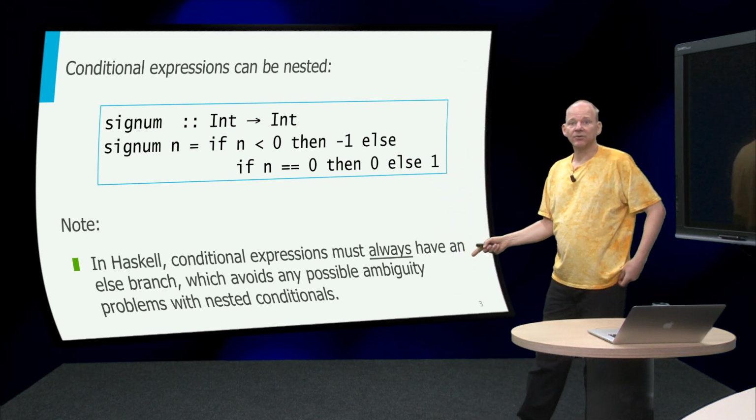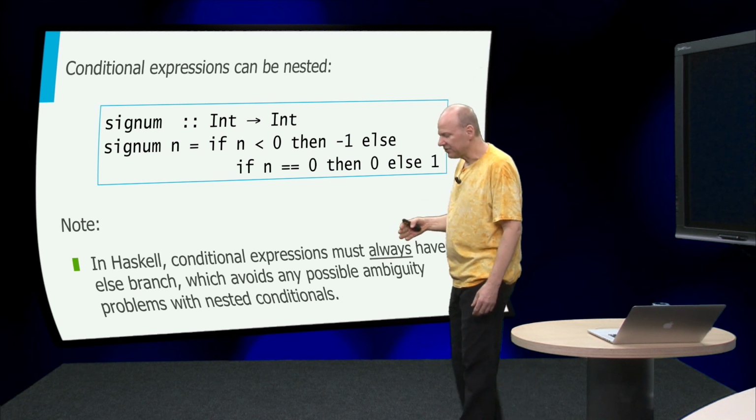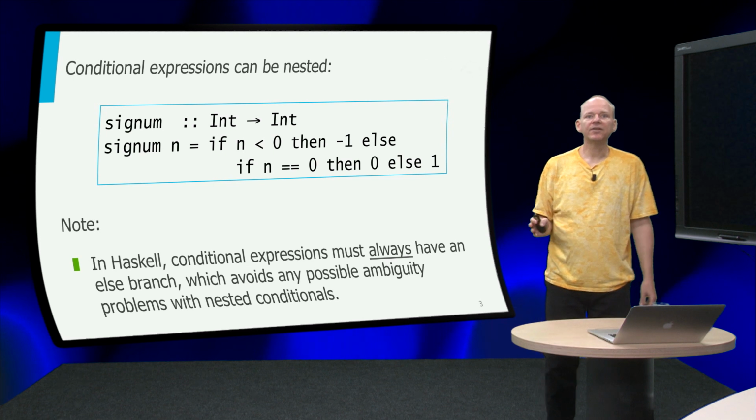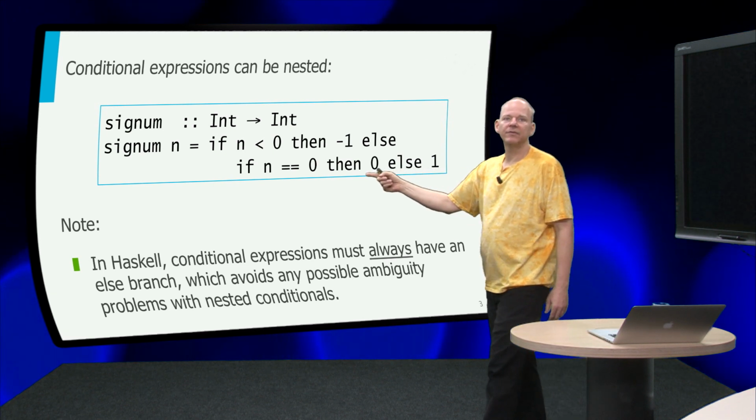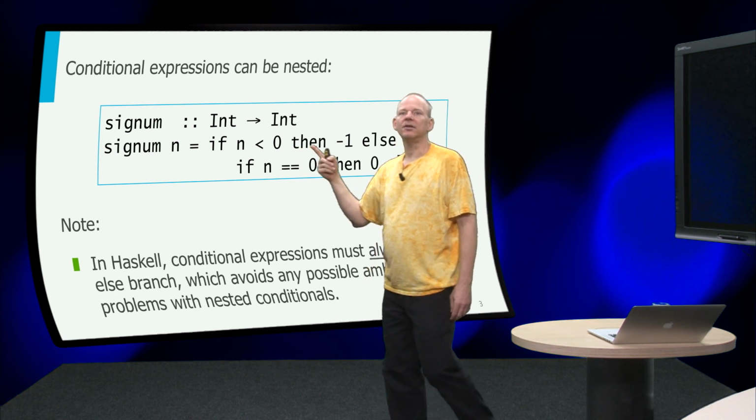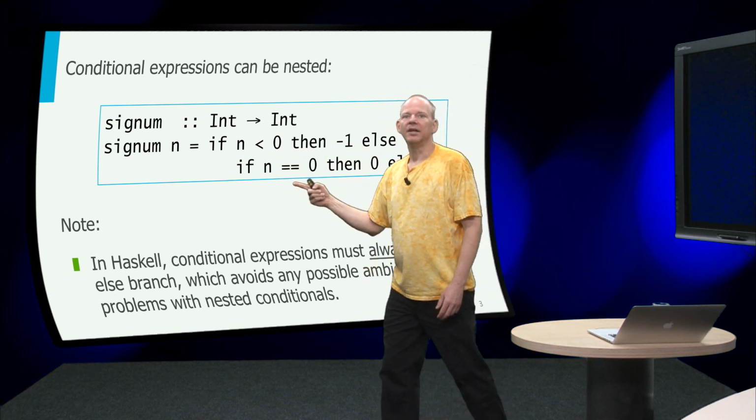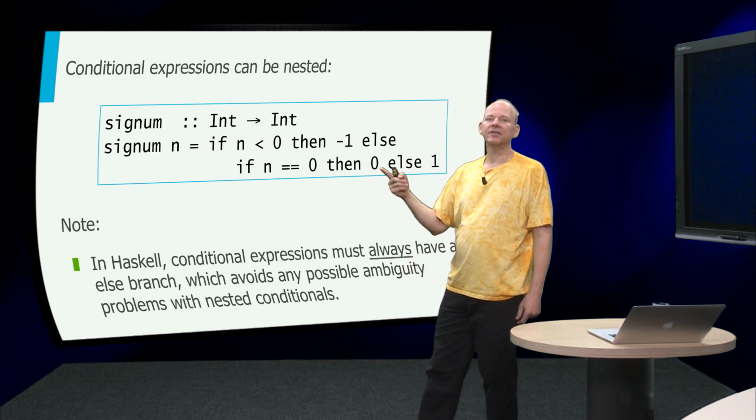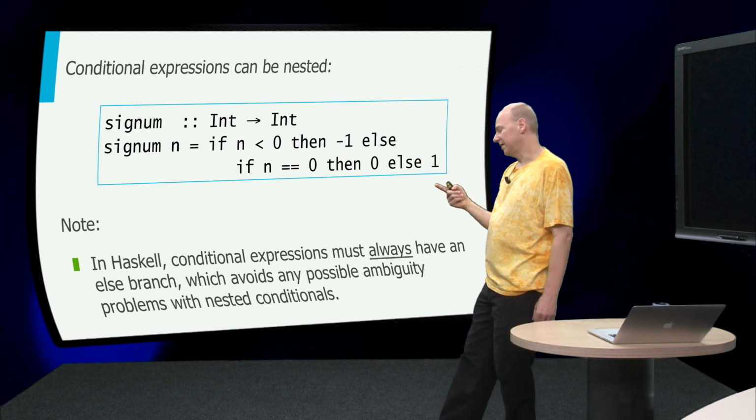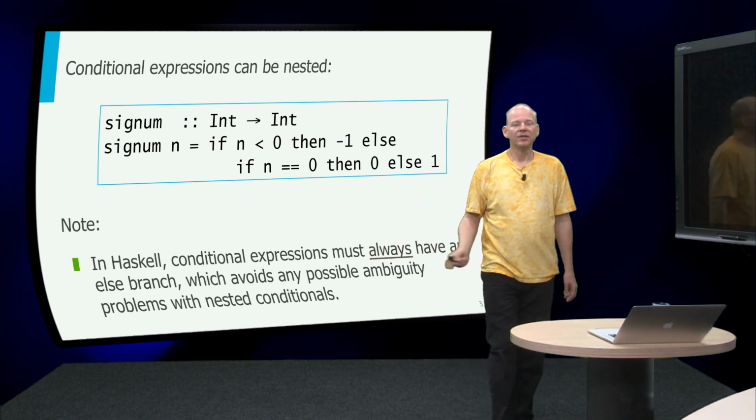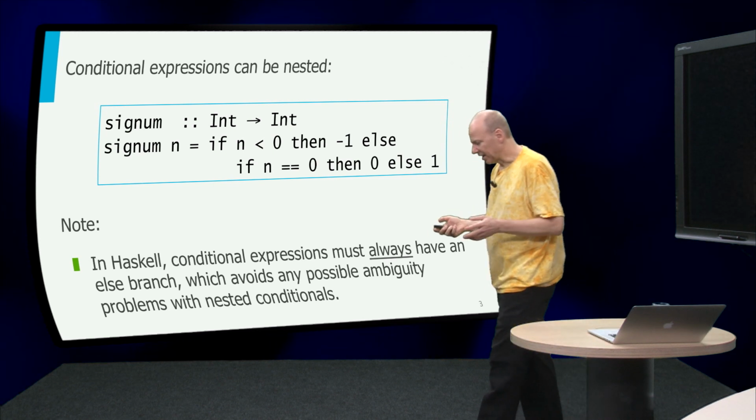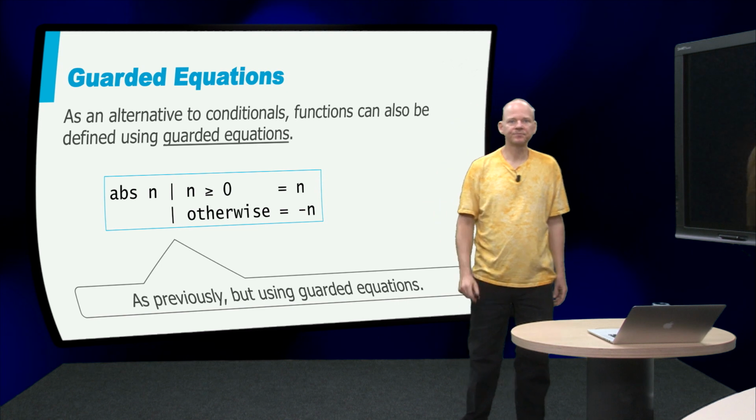And since conditionals are expressions, you always have to have a then and an else part. All right? So in this case, you can define the sign of a number. So if n is less than 0, it's -1. If n is 0, then the sign is 0. And else n is greater than 0, then the sign is 1. All right? So you always have to have both a then and an else branch, just like in ternary expressions.